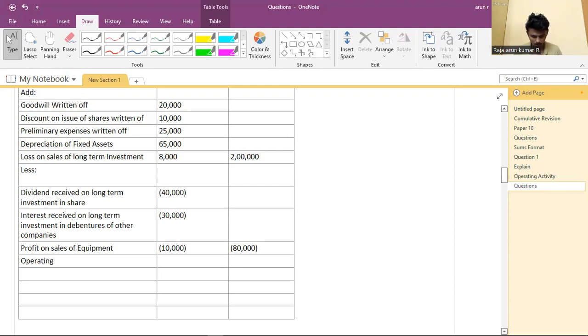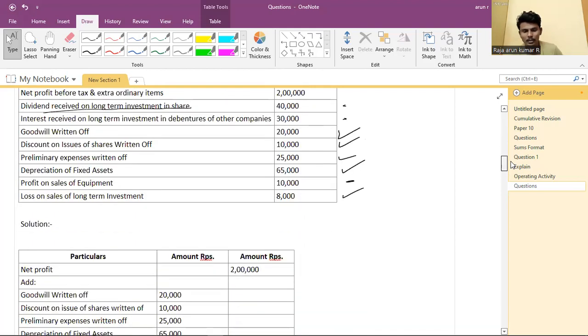Operating profit before working capital changes. I write it in short way. This is WCC, means working capital changes. Okay. That is 2 lakh plus 2 lakh is 4 lakh minus 80,000 is 3 lakh 20,000. Okay, just note it down. This is the sum. We do the second step in explanation.